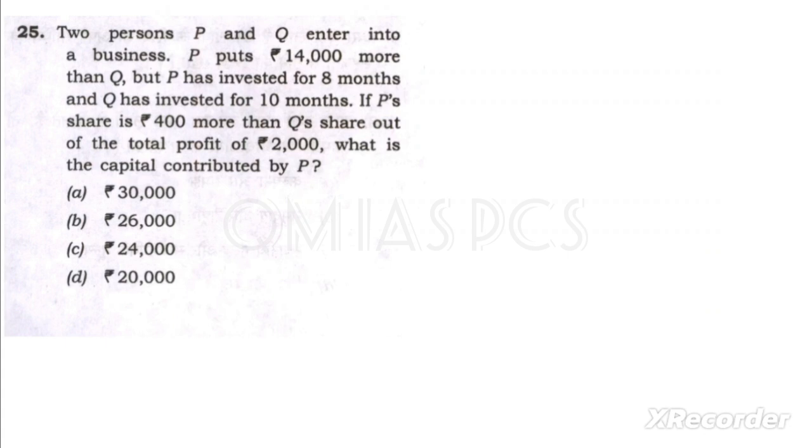Okay, this question. Two persons P and Q enter into a business. P puts 14,000 more than Q. We have discussed this type of question. P has invested for 8 months and Q has invested for 10 months. I have told you the formula: amount multiplied by time is equal to profit ratio.